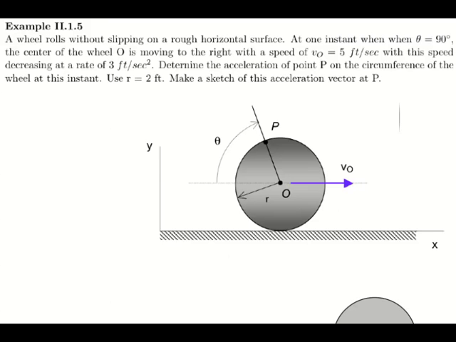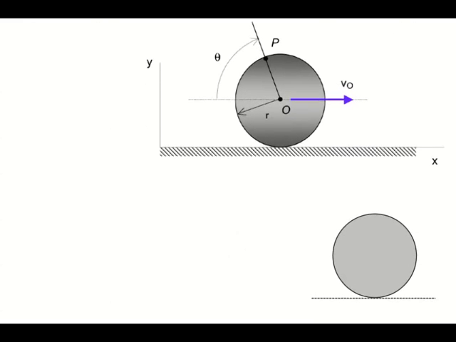What we want to know is what is the acceleration of this point P in the circumference of the wheel when theta is 90 degrees. That is, when P is directly above O.